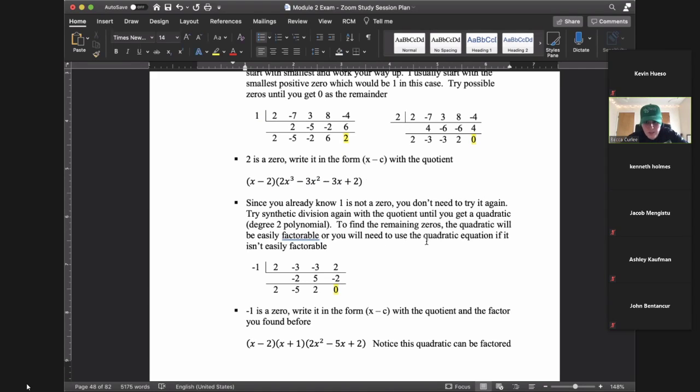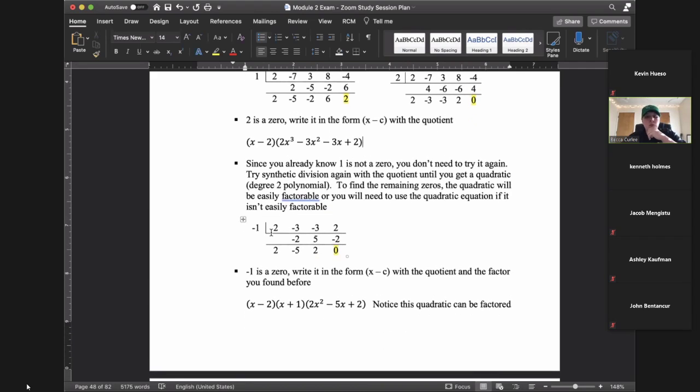And to find the remaining zeros, the quadratic will either be easily factorable, or you'll need to use the quadratic equation if it isn't easily factorable. So I just started with -1. We take all of these leading coefficients here and then put them right here. We're going to do it with synthetic division, and we find out that -1 is a zero because it has a remainder of 0.